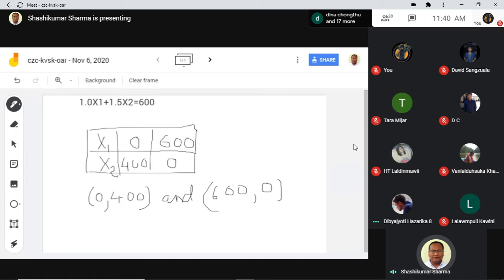Note this down in your exercise book. The first coordinate is 0 and 400, and the second one is 600 and 0. This is for equation 1, right?